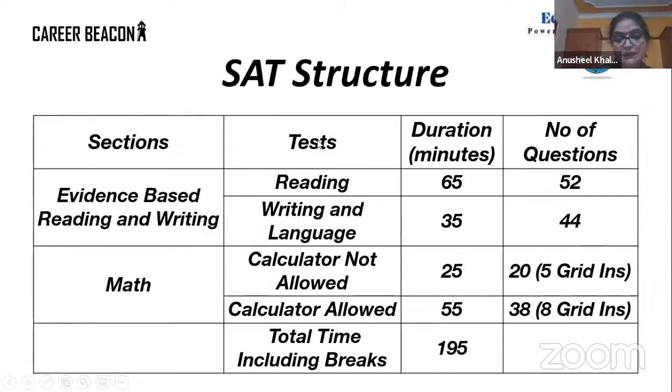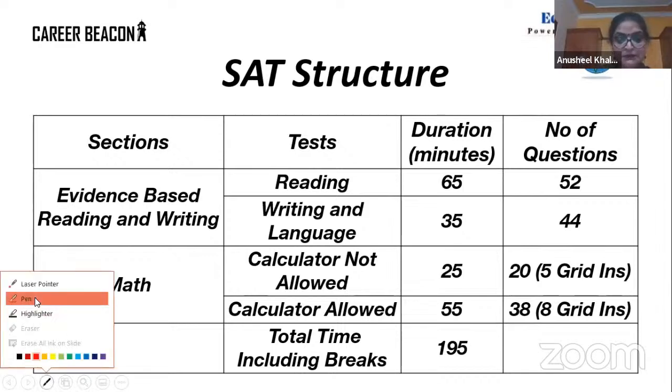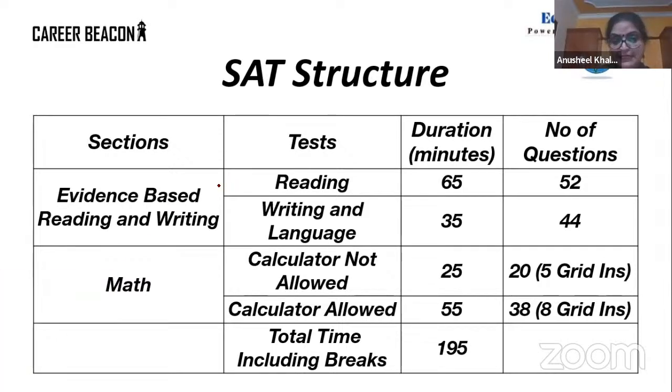And as we know, there are a total of 4 sections in the test. The first section is reading, second is writing and language. The third section in the SAT is math, no calculator. In this section, calculator is not allowed, so you have to answer all the questions without using the calculator, right? And the last section is the calculator section where you are allowed to use the calculator. And you can use a scientific or graphing calculator.